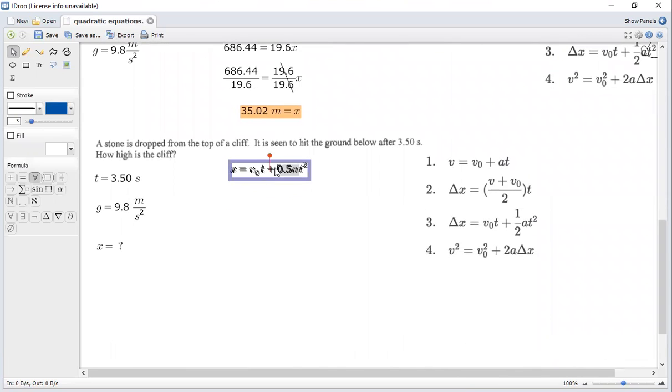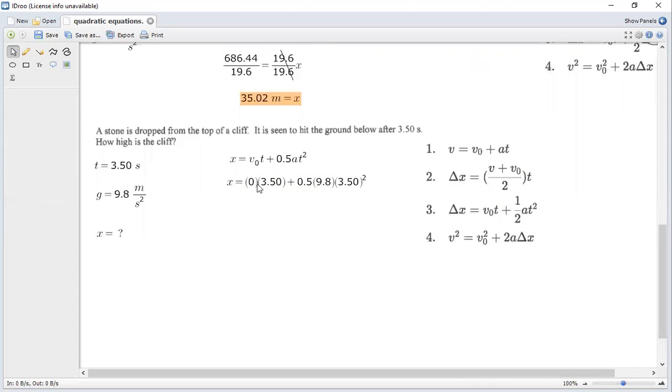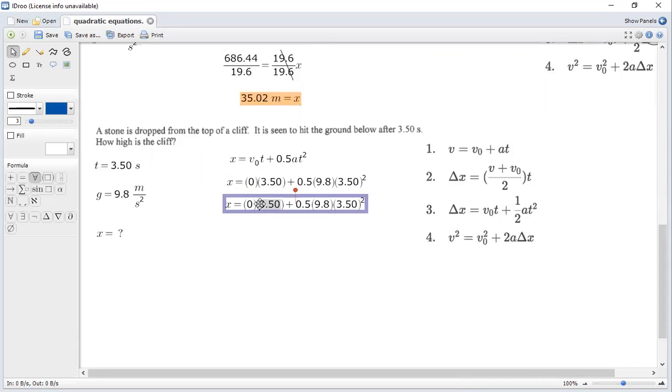So it's time to replace values. The X we are looking for, right? Initial velocity, what is it? 0, right? What is the time? 3.50. What is the acceleration? 9.8. And what is the time? 3.50, but in this case, raised to the second. Okay, multiply 0 times 3.50, what is it? 0. We have 0.